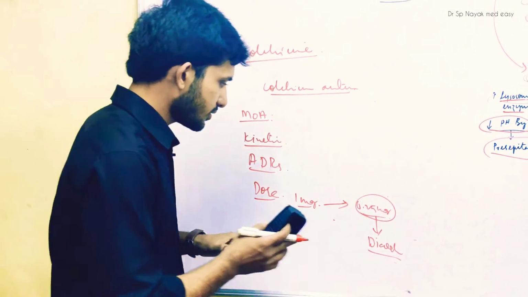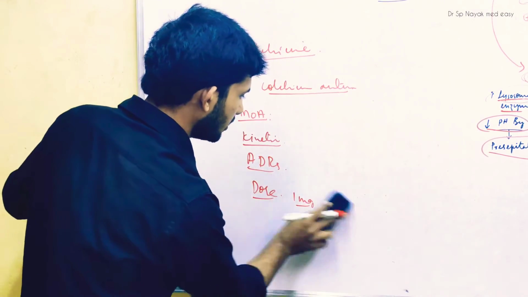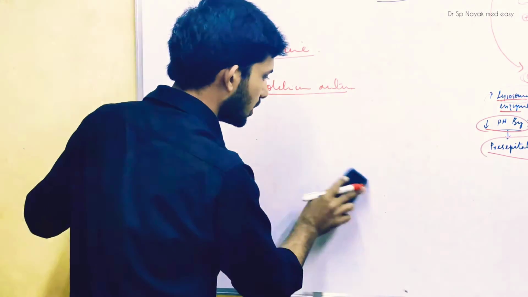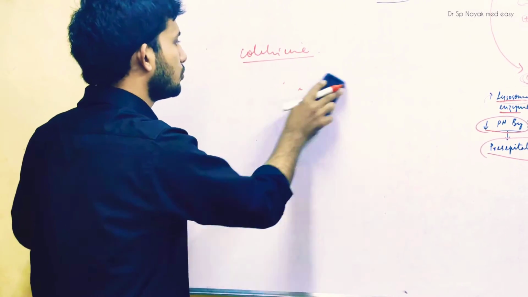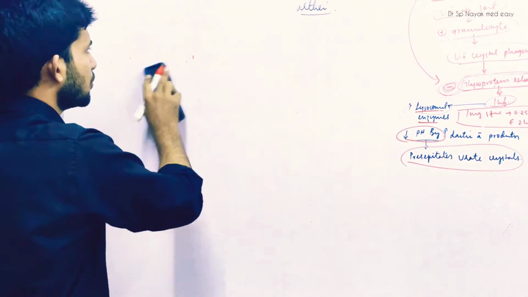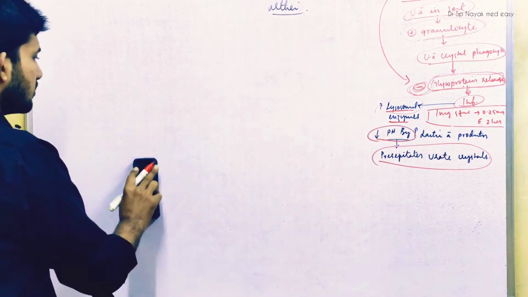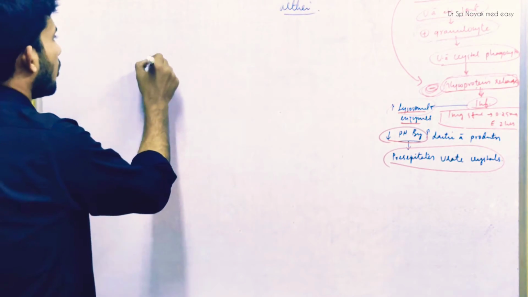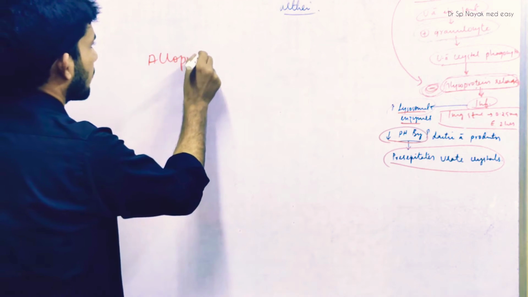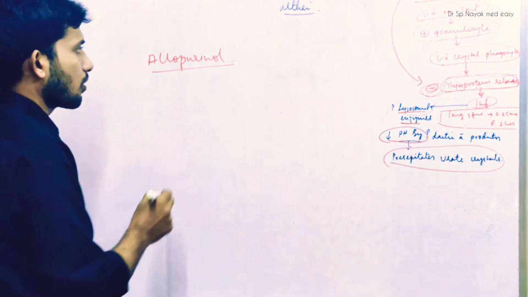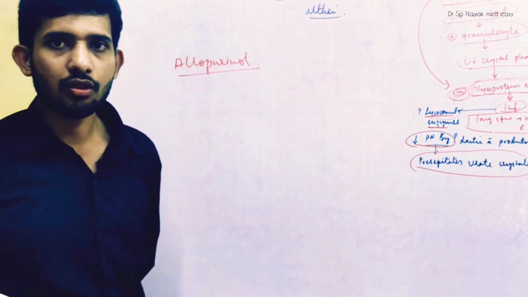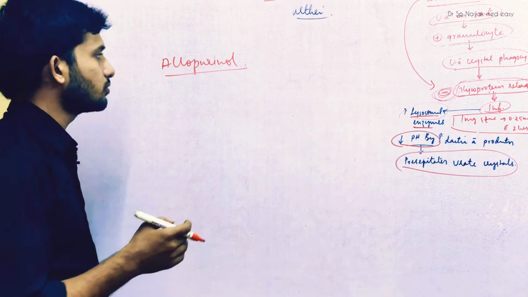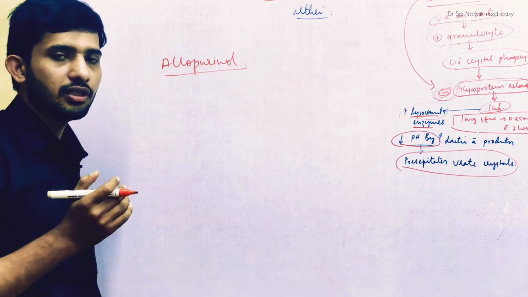So now let us see the other drug. Actually this colchicine is given in acute gout, and for chronic gout we have 2 major drugs. One is uricosuric and one is xanthine oxidase inhibitor. So we have allopurinol. So now let us discuss allopurinol. Allopurinol is a very important drug in hyperuricemia.